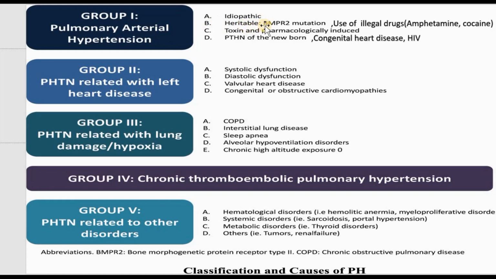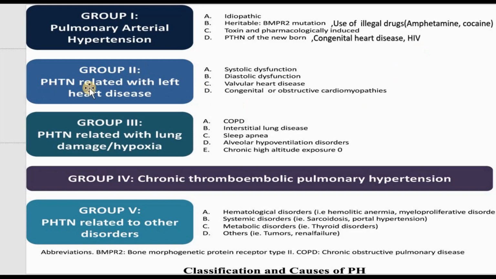And the causes are idiopathic, with no specific cause. It can be hereditary or seen in families, or due to certain toxins or use of illegal drugs, for example amphetamines and cocaine. It can be seen in newborns. It can be due to congenital heart disease, or HIV can also lead to pulmonary arterial hypertension.